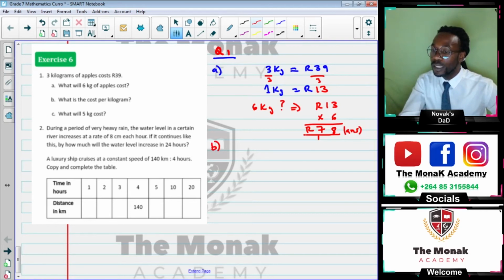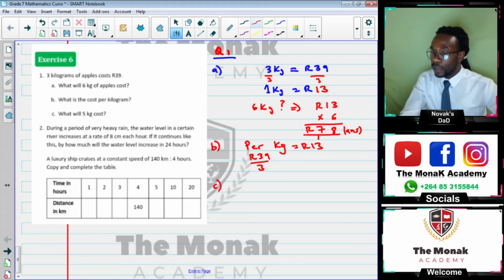What is the cost per kilogram? So we already have the cost per kilogram. The cost per kilogram is per kilogram. Per kilo, meaning 1 kg. Kilo is 1 kg, so it's already 13 rand. We got it by saying 39 rand divided by 3.